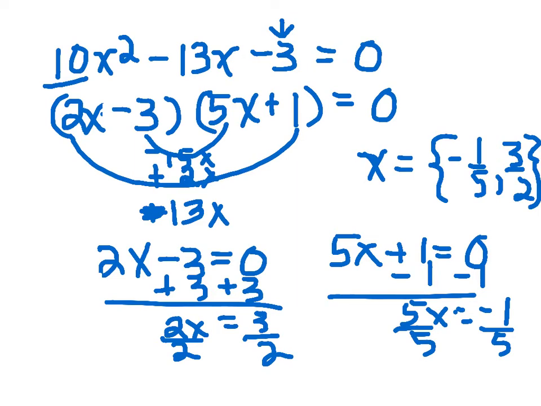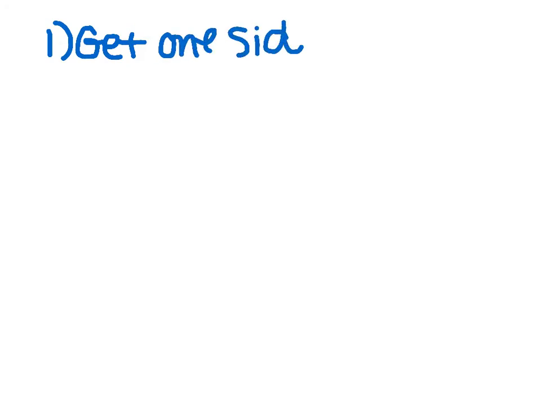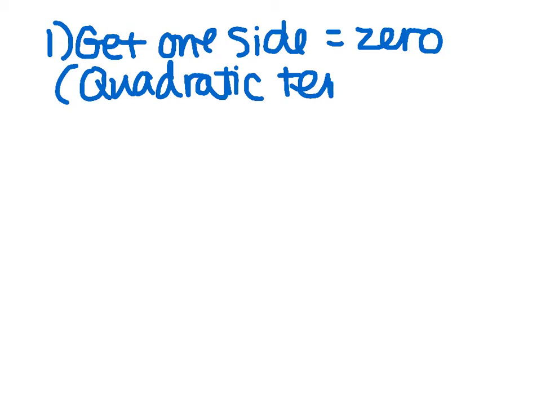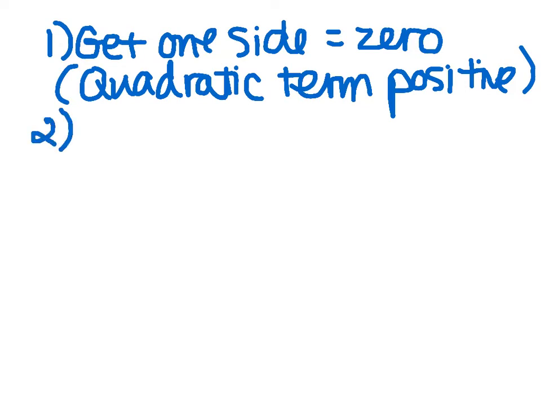So let's just summarize what we've got here. The thing I want to do is get one side equal to 0. And you want your quadratic term positive. Quadratic term positive just makes the factoring easier. Then you want to factor completely.